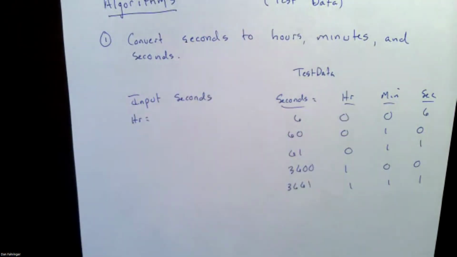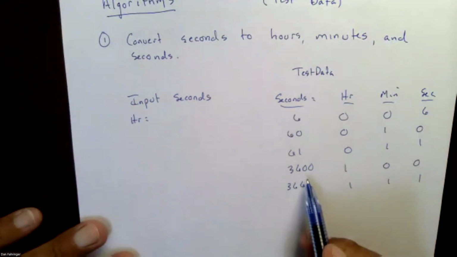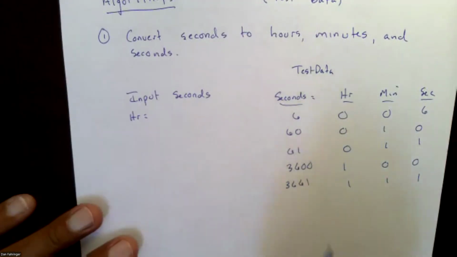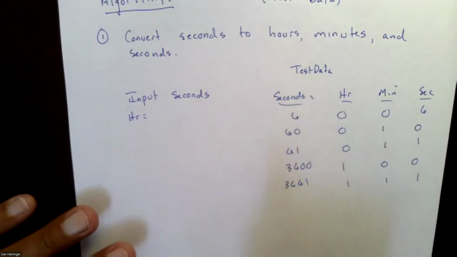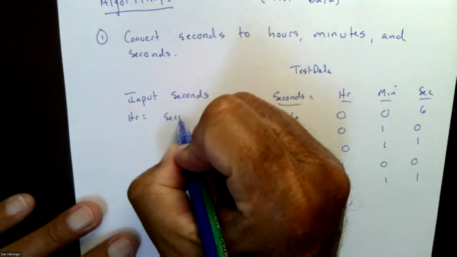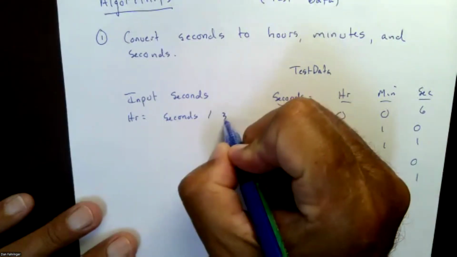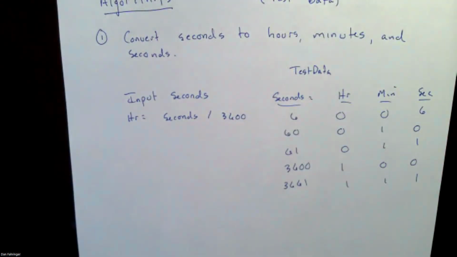Hours equals... how would I find out how many hours there are? What's 1 hour? Oh, 1 hour is 3,600 seconds. So how many hours will it be? Seconds divided by 3,600. Integer division, right? Okay. So now I know how many hours there are.